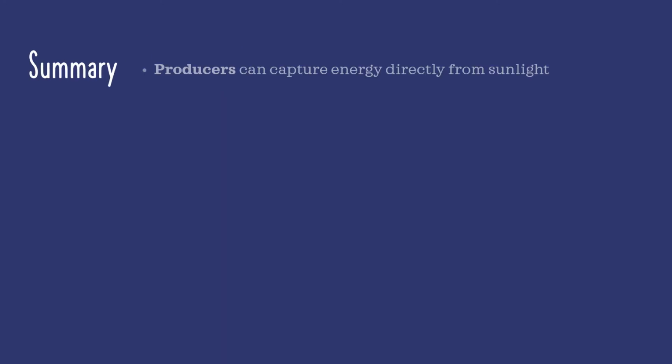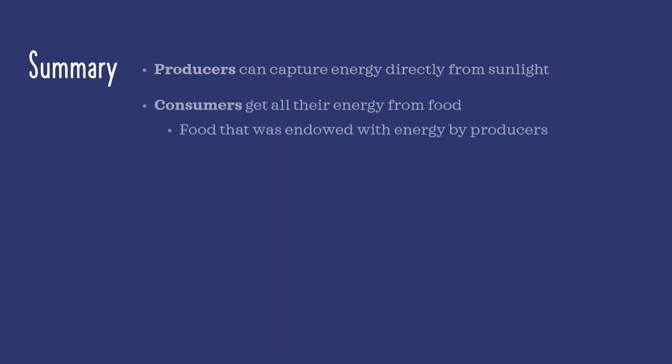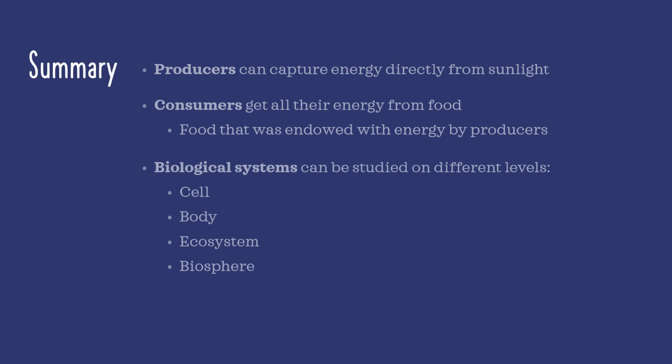In addition to the truths about energy, you also learned that producers are organisms that can capture energy directly from sunlight, while consumers, like humans, get all of our energy from food. Importantly, food contains energy because it was stored there by a producer, like when the grapevine put sugar into its fruit. You also learned that biological systems can be studied on different levels of organization, from the cell, which is the smallest biological system, all the way up to the biosphere, which encompasses the entire Earth.